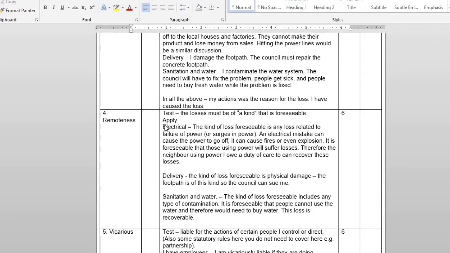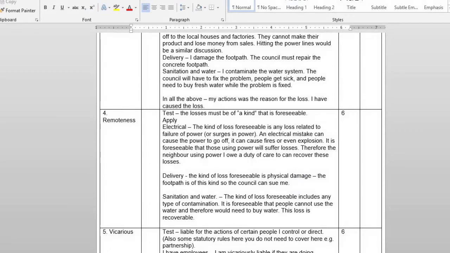Okay, so going back to the form here, let's put down the test at the top. Kind of losses: failure of power or surges in power. So anything that causes fires, explosions, it's foreseeable. Those using the power will suffer loss. The delivery issues, it's only physical damage that's foreseeable by trucks. So if somebody is riding their bike, hits the pothole and falls off their bike and damages their watch, that is not reasonably foreseeable, therefore it's too remote.